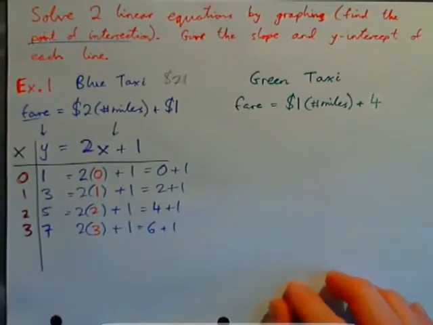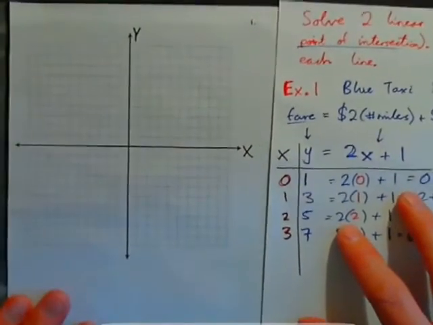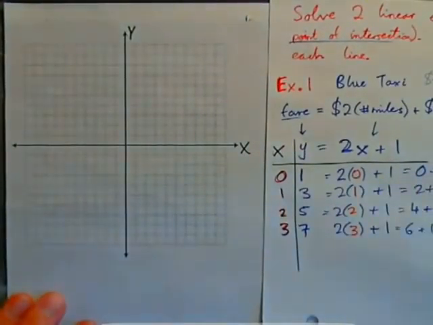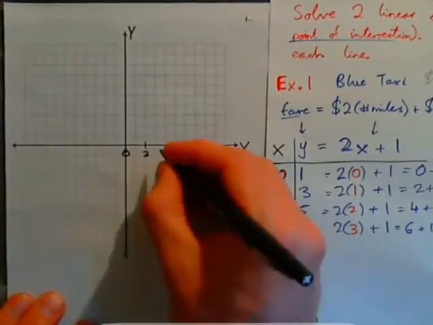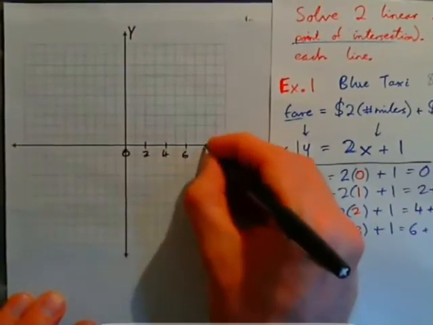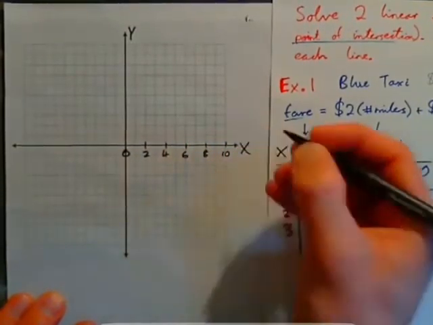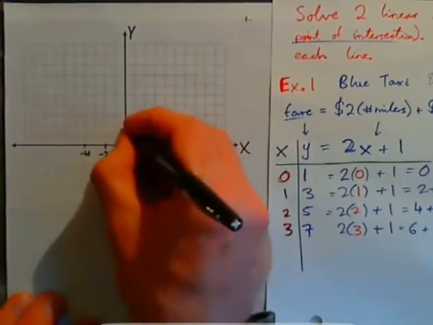What I want you to do now is to graph this line. So get out some graphing paper. You can press pause in the video while you do that. Our axes are going to be scaled regularly, 0, 2, 3, 4, 5, 6, 7, 8, 9, 10. And of course, we have negative 2 and negative 4 on the x-axis. And the y-axis is the same.